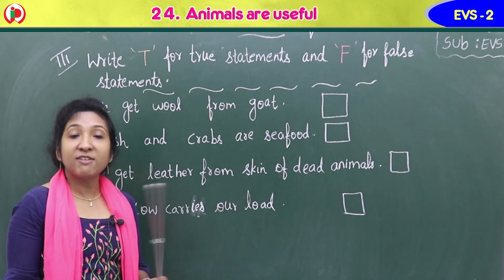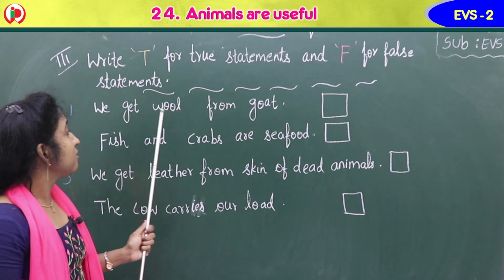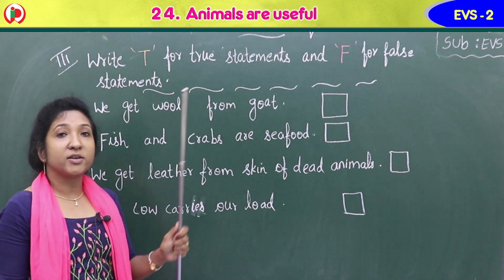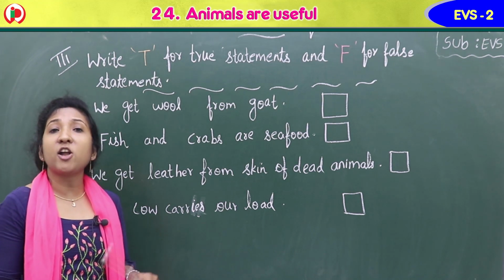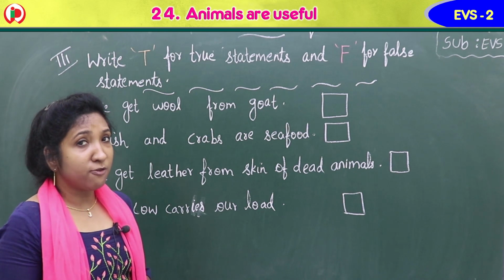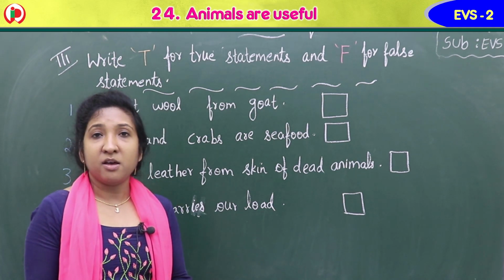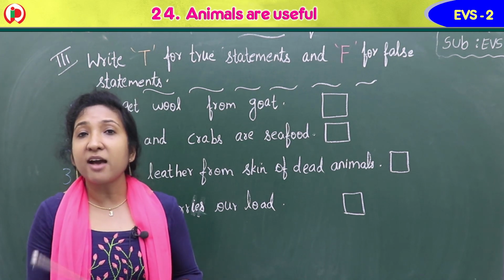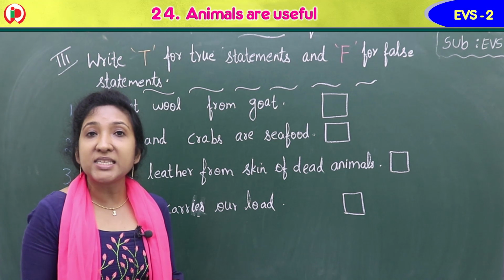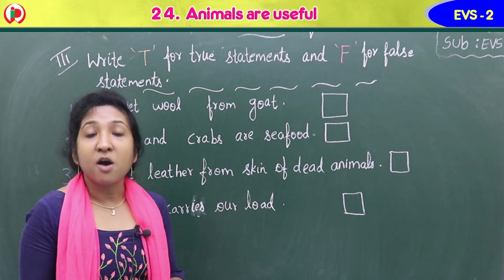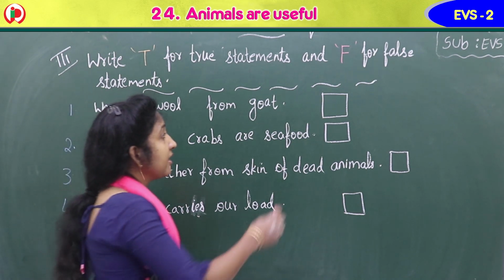Okay, now we will read the statements. Statement number 1. We get wool from goat. Is it true or false? Is it correct or wrong? Do we get wool from goat? We get wool from sheep. We get wool from rabbit and yak also, but not from goat. So the given statement is wrong.